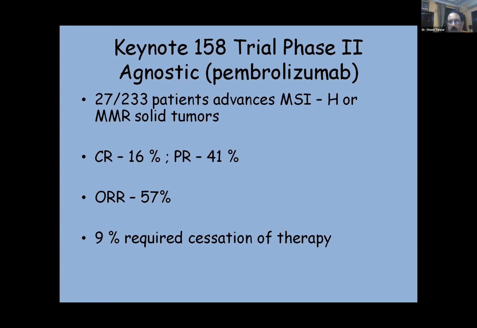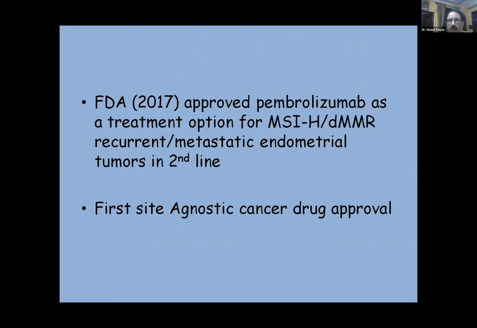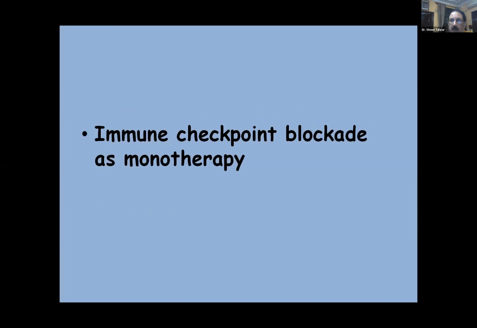So this trial led to the approval of pembrolizumab as a treatment option for MSI-high tumors in recurrent or metastatic endometrial cancers in second line and so forth, as a tissue-agnostic cancer drug approval. So this was the first time where an agnostic cancer drug approval was done. Agnostic means I don't know the site of the tumor, but if you have the marker, then I'm going to act surely. So 2017 was the watershed year which paved the way for further trials in which it was checked as a monotherapy.